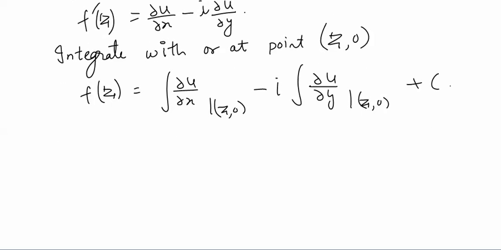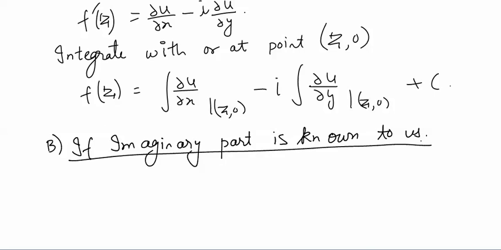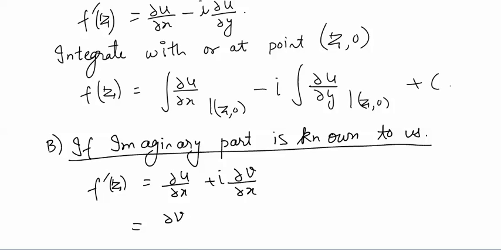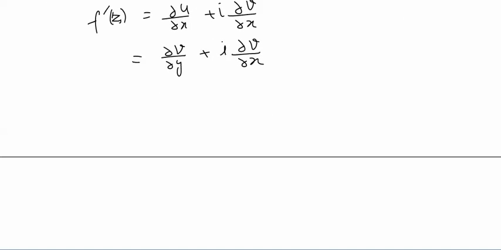Second could be, if the imaginary part is known to us. That means v is given. Similarly, f'(z) is ∂u/∂x + i ∂v/∂x. So we know v now, and we change u. ∂u/∂x can be written as ∂v/∂y + i ∂v/∂x. Very simply now we can substitute this particular value.